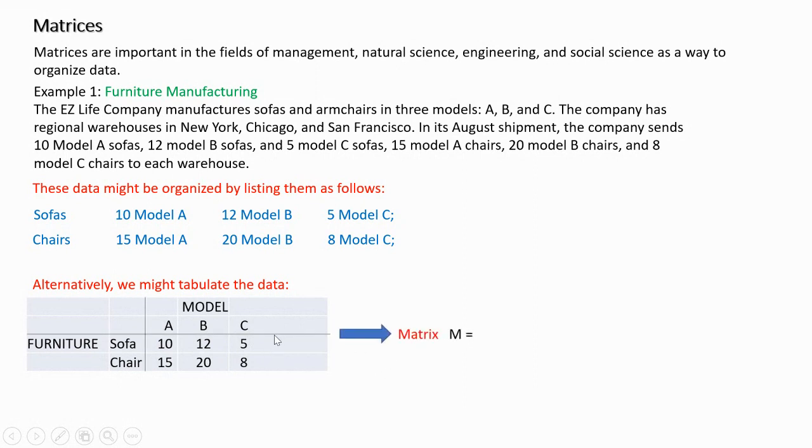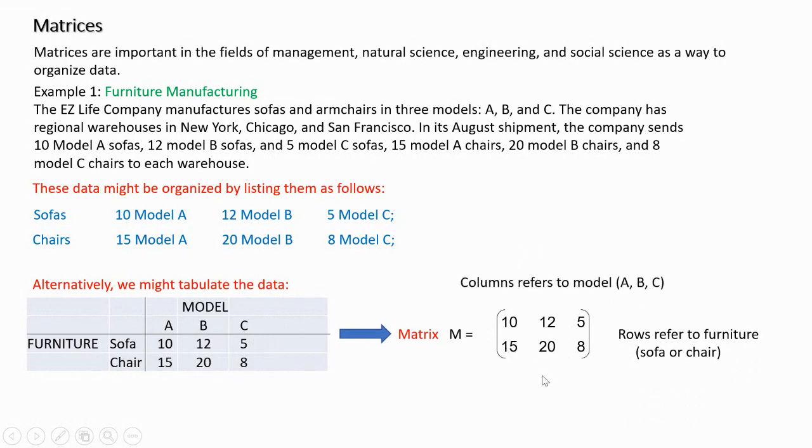Okay, now this can be done in a matrix. Matrix M is 10, 12, 5, right? And I got them from here, from the sofas, and 15, 20, 8. My rows, right? These rows represent the furniture, which are the rows. And the columns represent the models: Model A, Model B, and Model C. That's an example of how we can use matrices in real life.